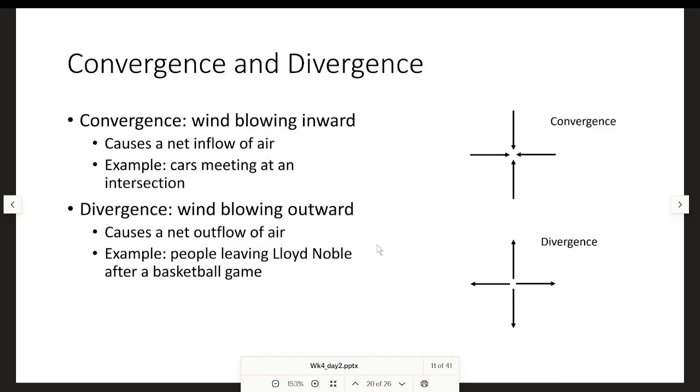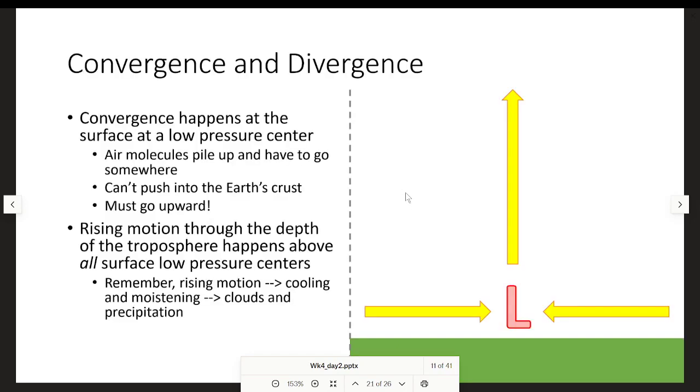Convergence is wind blowing in towards each other. Think of if you pushed a bunch of wind together, or a bunch of cars meeting at an intersection, that's convergence. Divergence is wind blowing outward. It causes a net outflow of air. Like people leaving Lloyd Noble after a basketball game. They're all going to go out to their cars and go home and diverge and go away from each other. So these are important concepts for the atmosphere.